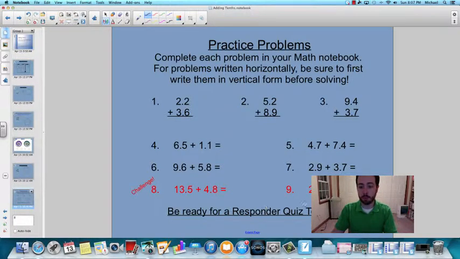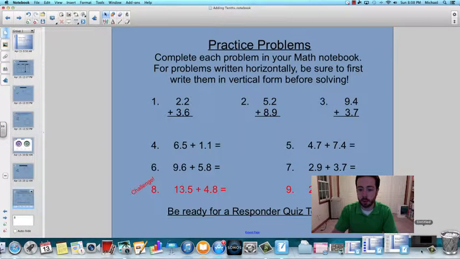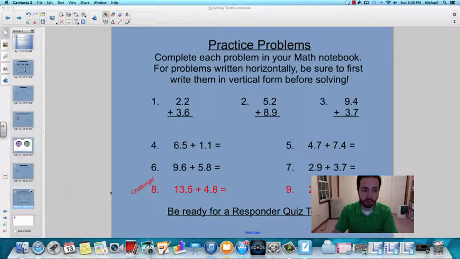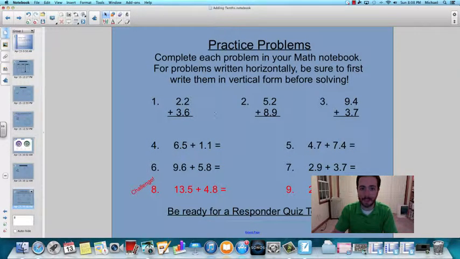The following day would be a responder quiz each morning. We'd set up a responder quiz to go over the concept earlier, which would then give us the data to decide when we break up into small groups who we would be spending time with and who we would be working with a little bit more. So that would be the first day's lesson, adding tenths, and then on to the next day's lesson.